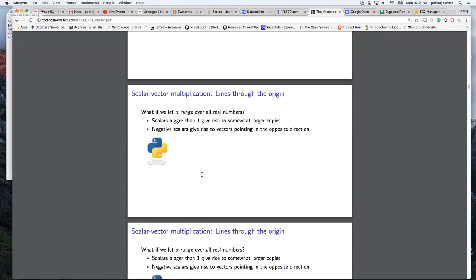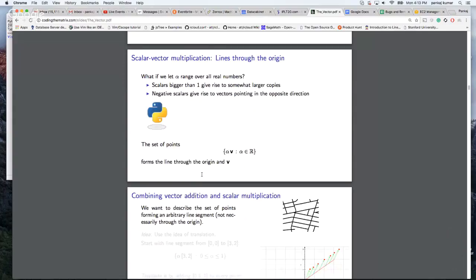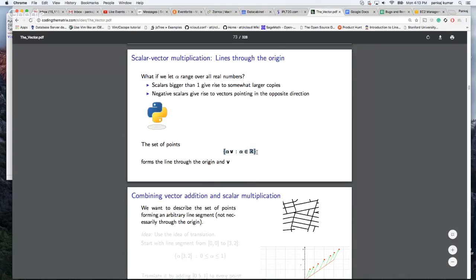Also, what if we let alpha range over all real numbers? If we let it range over all real numbers, then it will span the whole line, not the line segment, but the line in the direction of the vector. So that's lines through the origin. If for example you are concerned with alpha v, then it will pass through origin, because when you put alpha as 0, then this will definitely give the 0 point of your algebra. So this will represent a line through origin.